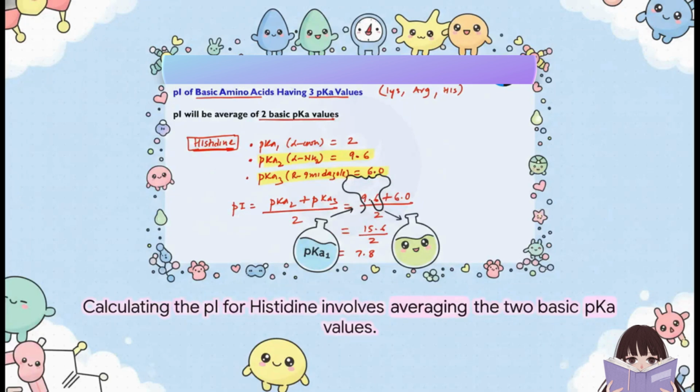So you might be asking, how do we find that pI? Well, we use these things called pKa values. They just tell us the pH where a group is likely to gain or lose a proton. And as you can see with this histidine example, it's actually pretty simple. You just find the two pKa values that are on either side of that neutral zwitterion form. Then you just average them. In this case, that's 9.6 and 6.0. You average them out, and boom, you get a pI of 7.8.